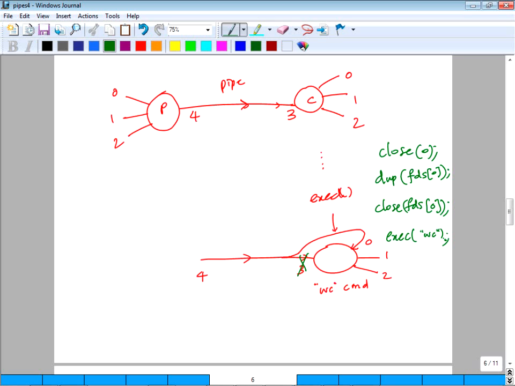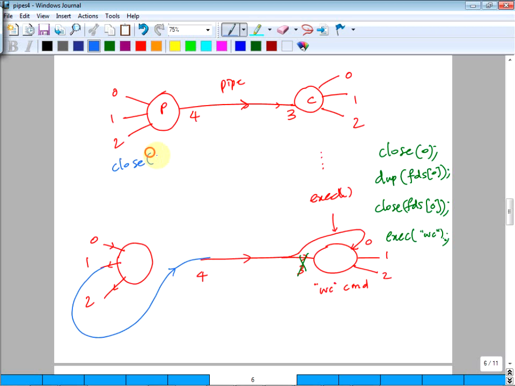So how will you do it for the other side? Let's say the parent also wants to become some other process. How will you do it? Well, our goal is that we want 0, 1, 2. 0 is for reading, 1 is for writing, 2 is also for writing. So we want this 1 to be like that. How do you do that? Very similar to what we did on this side.